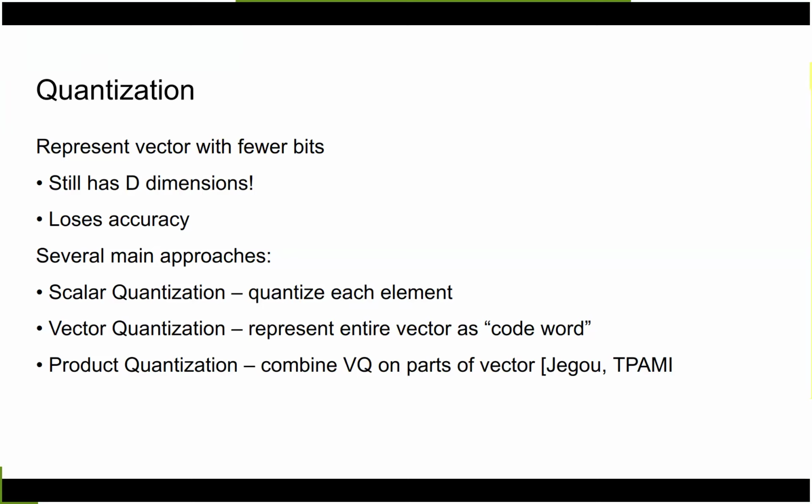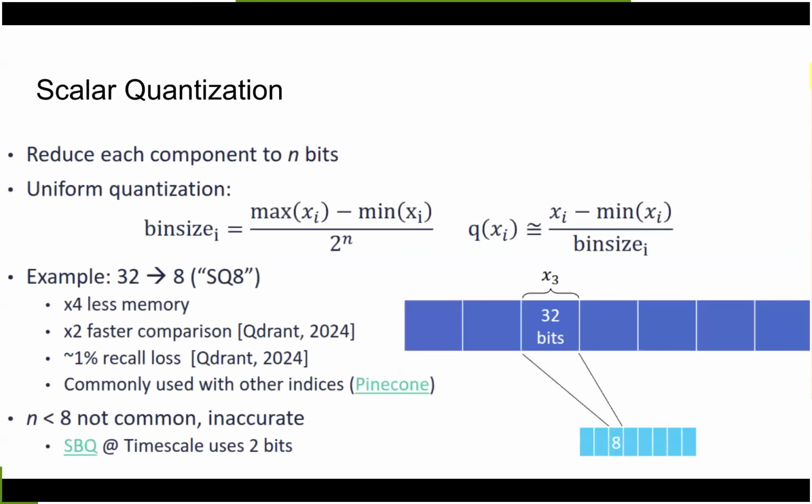There are several main approaches, but the three most important ones are scalar quantization, vector quantization, and product quantization. We will go through each one of those, and at the end of this topic, we will end our class.